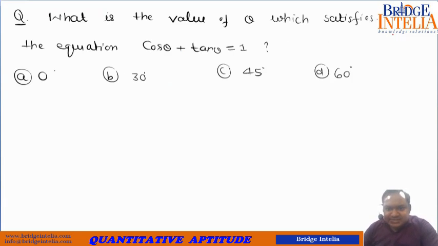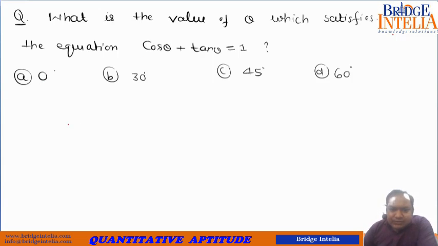So let's take this. What is the value of theta which satisfies the given equation? The equation given to us is cos theta plus tan theta is equal to 1. Let us put these values one by one and see which of these values will satisfy. Will 0 be the answer?